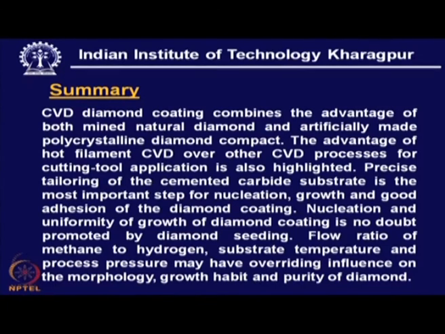Nucleation and uniformity of growth of diamond coating is no doubt promoted by diamond seeding. So, here we find two issues. One is to accelerate the process and to act like a catalyzer. This diamond seeding is one of the important steps. Flow ratio of methane to hydrogen, substrate temperature and process pressure may also have an overriding influence on the morphology, growth habit and purity of the diamond.